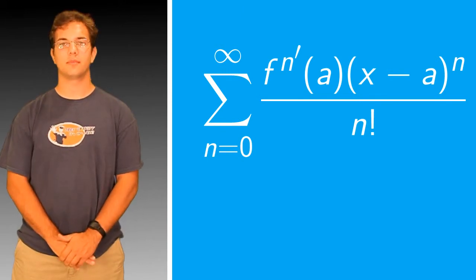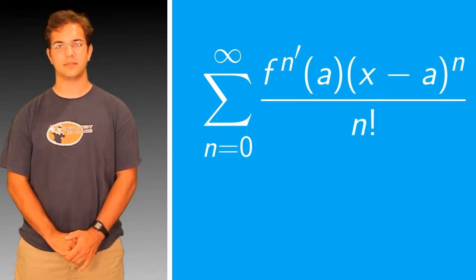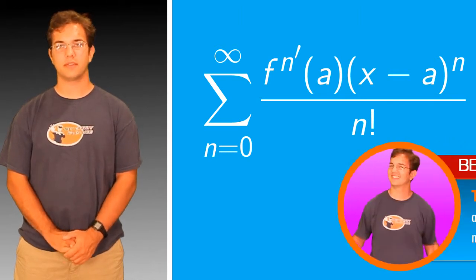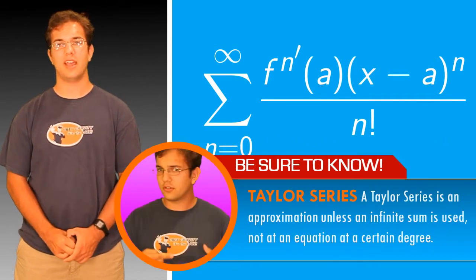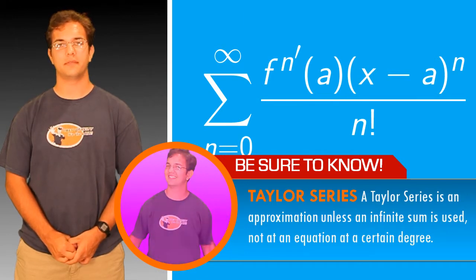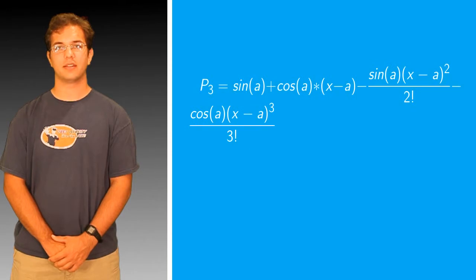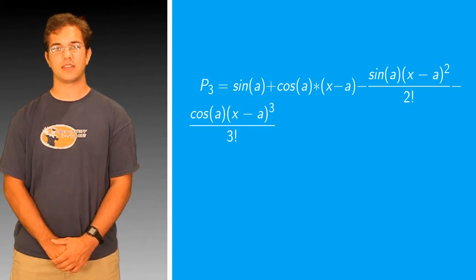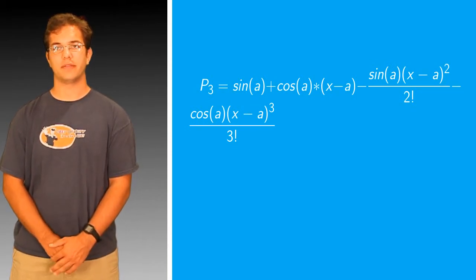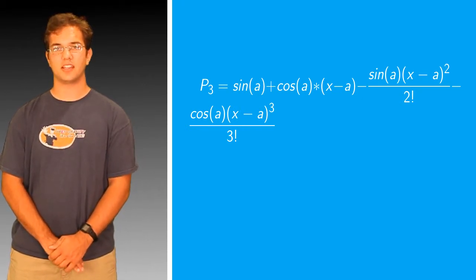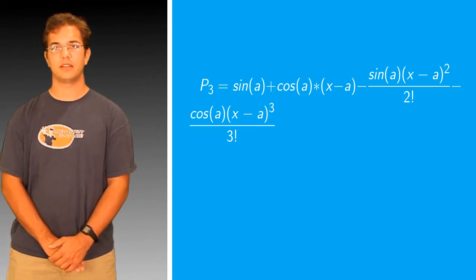So the general term for a function approximated at x equals a is the sum from n equals 0 to infinity of the nth derivative of f at a, times (x minus a) to the n, over n factorial. The third order Taylor approximation of sine of x at x equals a is the sine of a, plus the cosine of a times (x minus a), minus the sine of a times (x minus a) squared over 2 factorial, minus the cosine of a times (x minus a) cubed over 3 factorial.